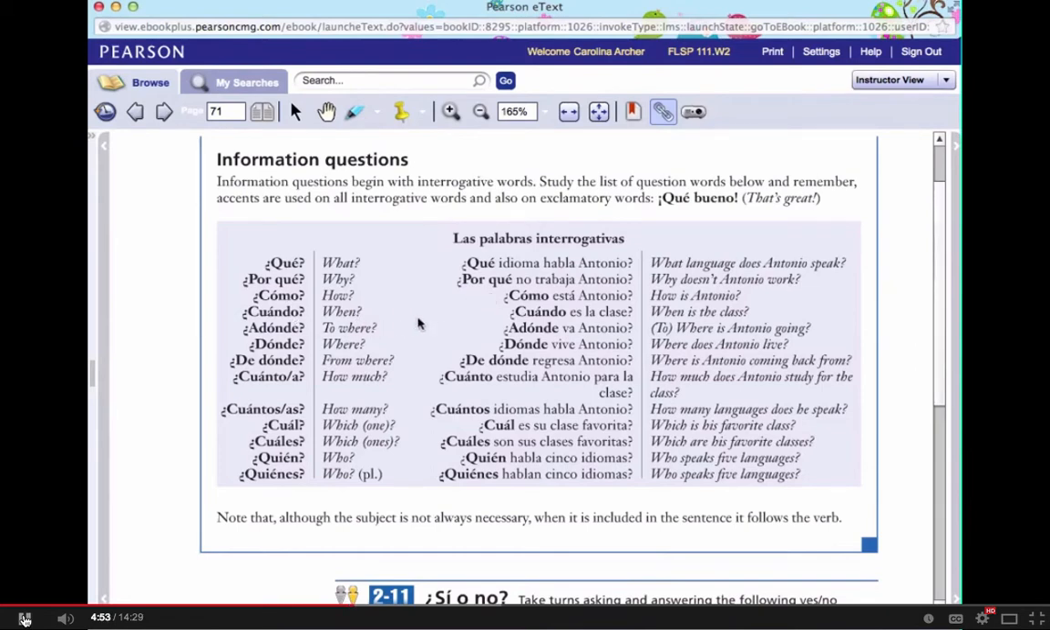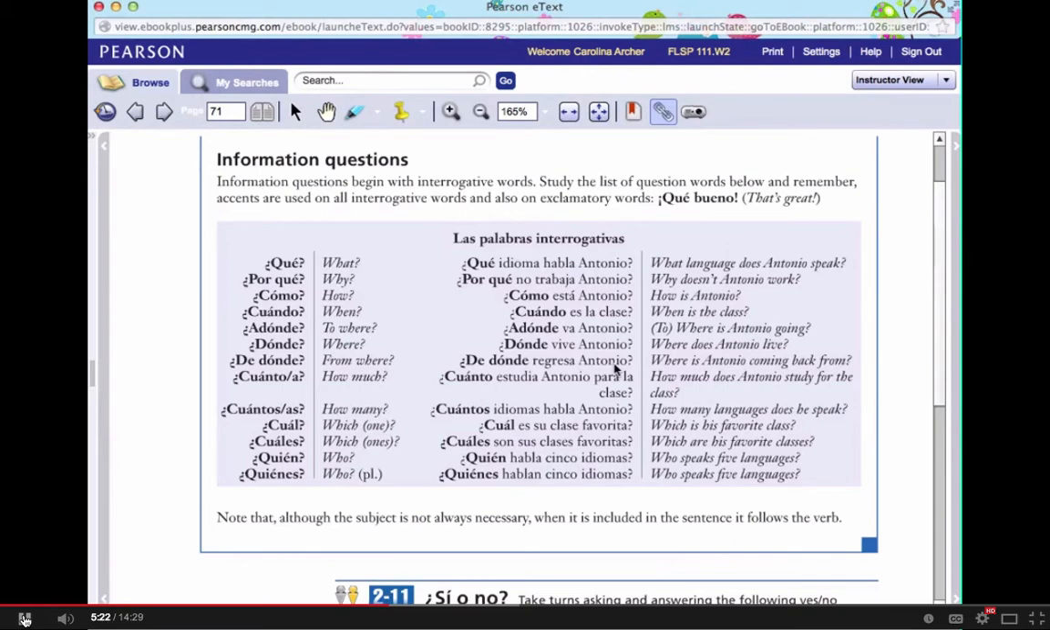¿Cuándo? Means when. ¿Cuándo es la clase? ¿A dónde? Means to where. ¿A dónde va Antonio? Where is Antonio going? To where? ¿Dónde? Just dónde means plain where, as in location. ¿Dónde vive Antonio? Where does Antonio live? ¿De dónde? From where? ¿De dónde regresa Antonio? Where is Antonio coming back from?